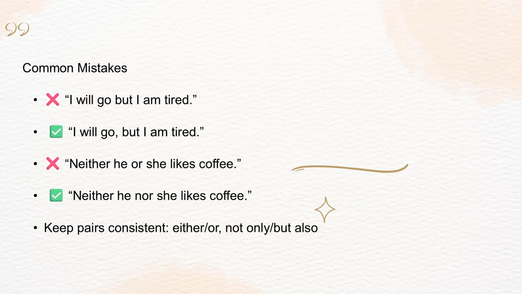Common mistakes. Let's go over some common conjunction errors. I will go but I am tired. I will go, but I am tired. Neither he or she likes coffee. Neither he nor she likes coffee. Always match your conjunction pairs correctly. Check punctuation and grammar when combining ideas.